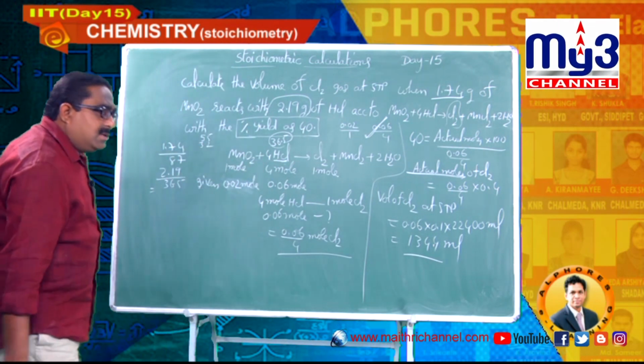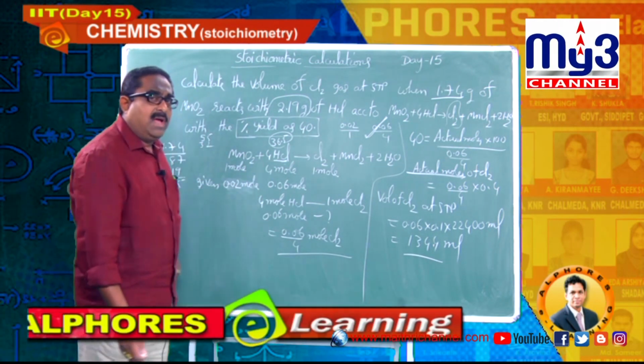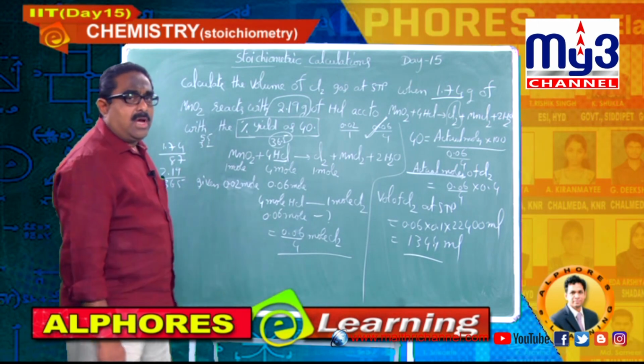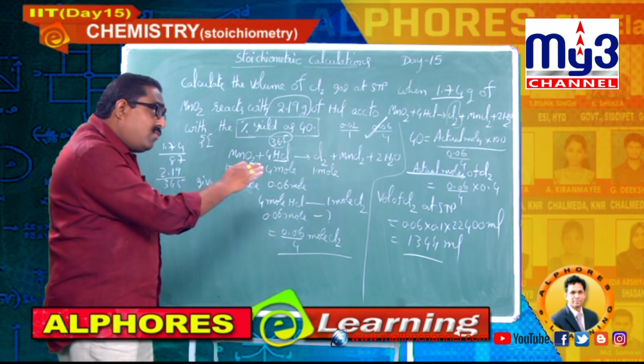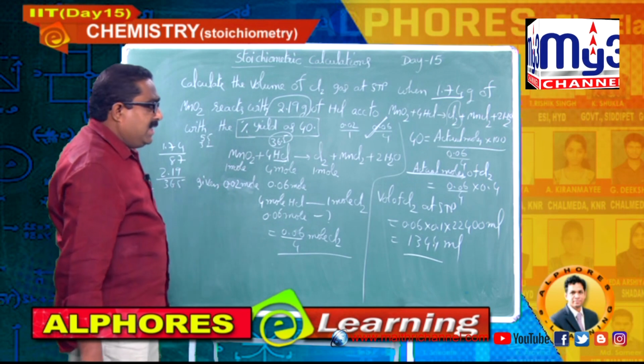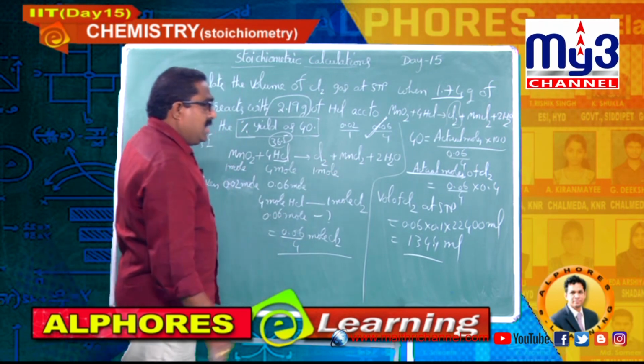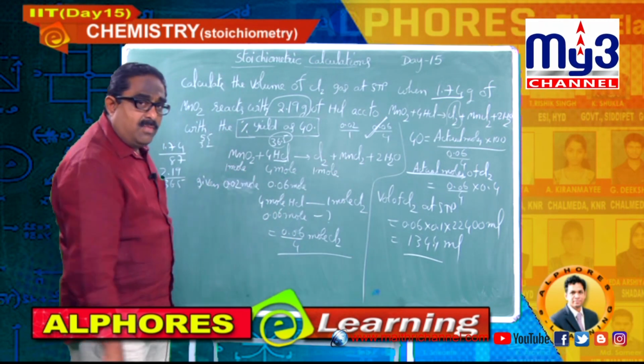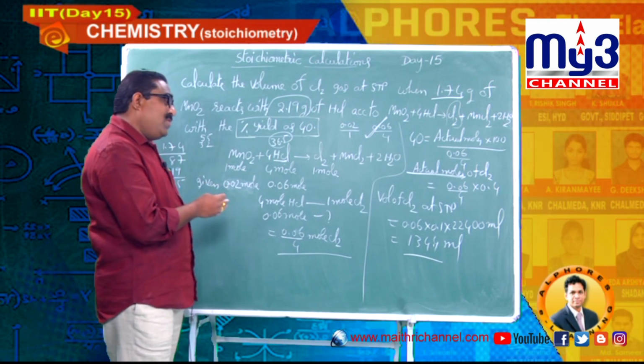Once you got the moles, one mole of any gas at STP occupies 22,400 ml or 22.4 liters. So just multiply that with the number of moles and I got the volume as 134.4 ml.